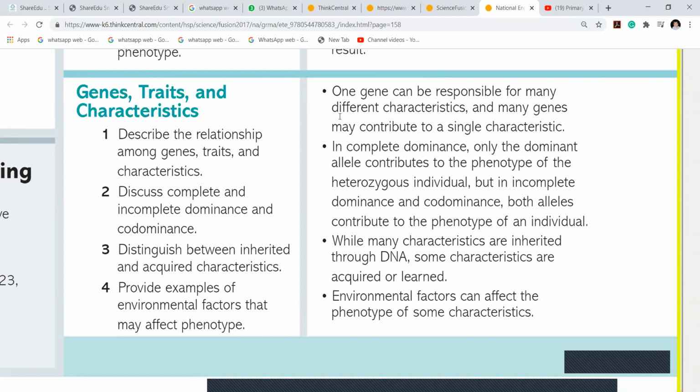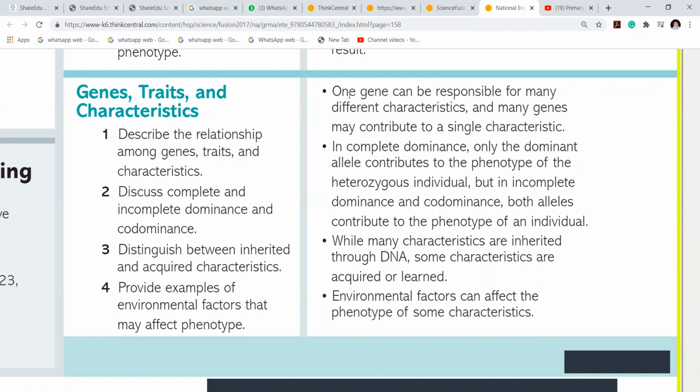So read the question, Malak, and you will read the right answer. Describe the relationship among genes, traits, and characteristics. Discuss complete and incomplete... One by one. First, listen to me. You told the first point, right? First point is the answer on the right side. So Vatin will say this right side, then you will say the left side. Understood? One by one.